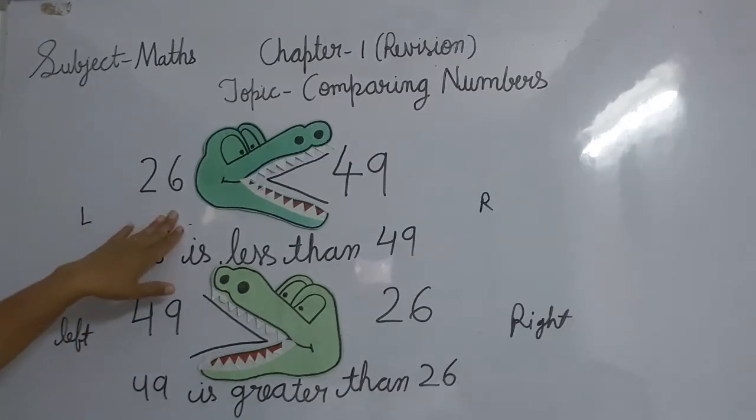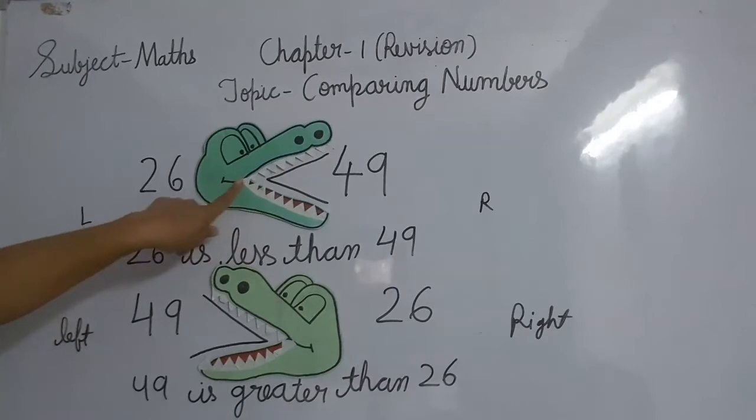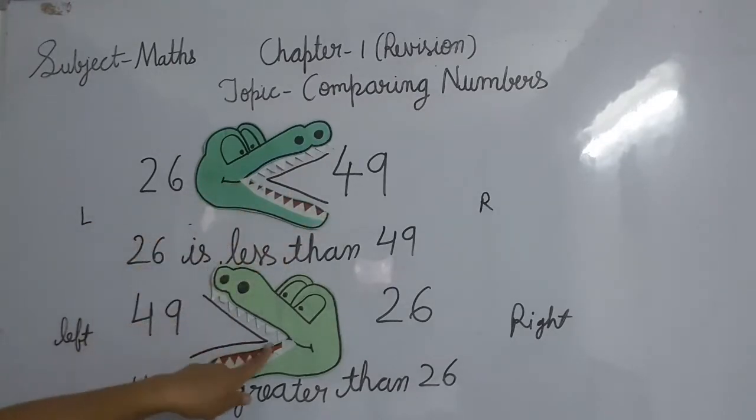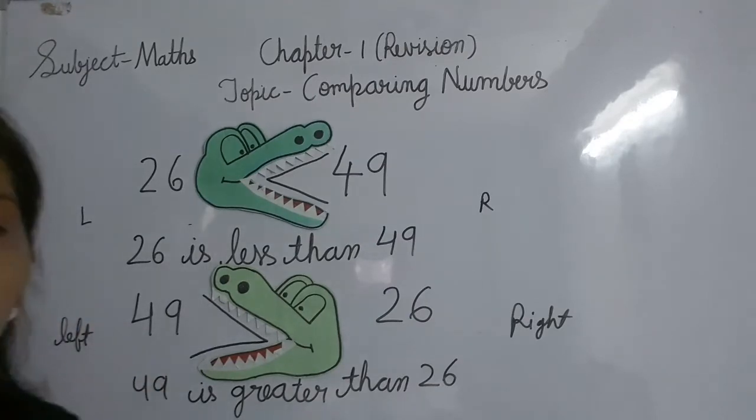It depends which symbol we are using. Here we are using the less than symbol. Here we are using the greater than symbol. Clear? Now it is clear. So this applies for the bigger numbers also. Yes, it is the same for bigger numbers also.